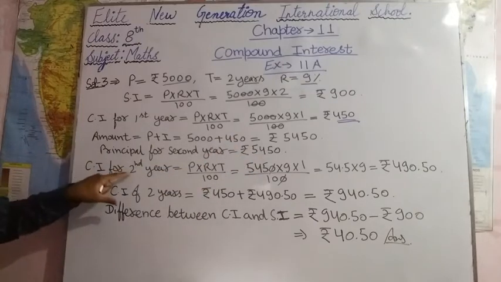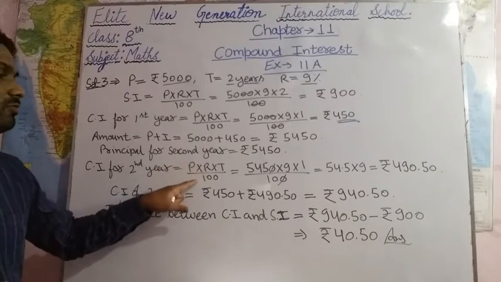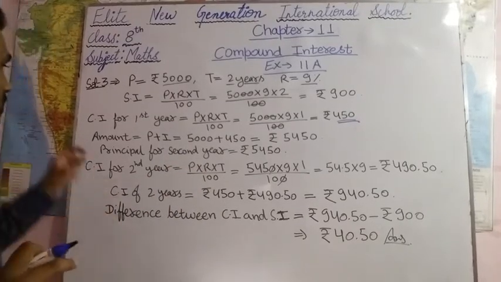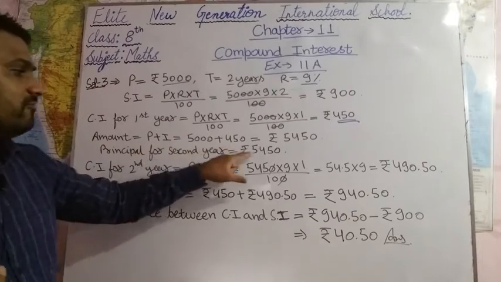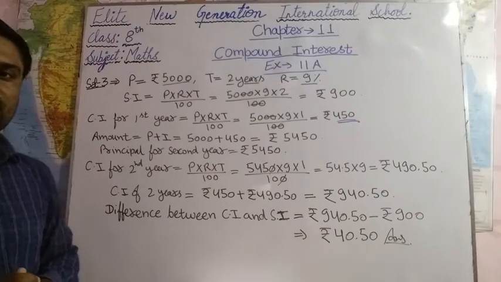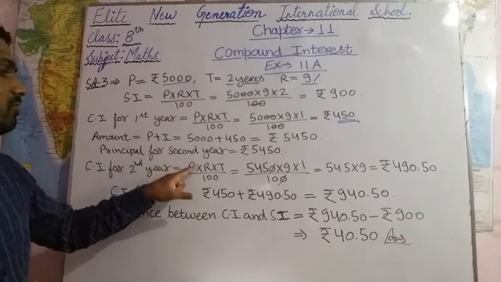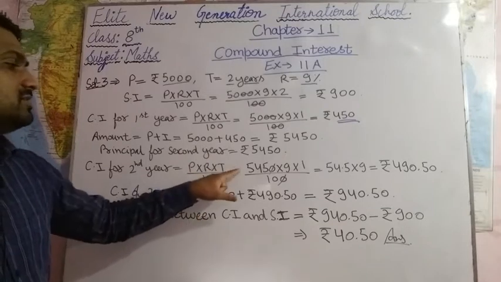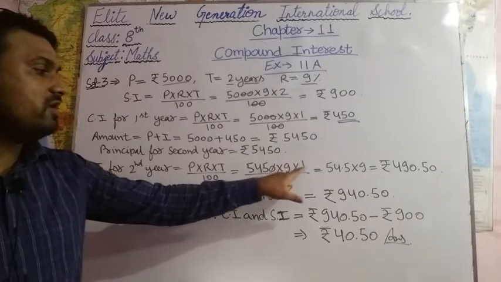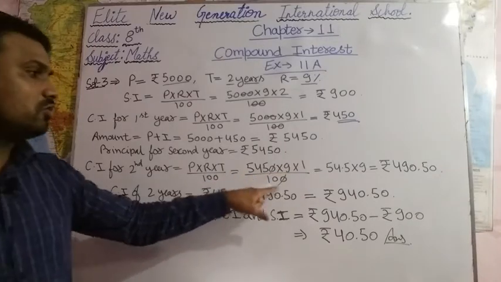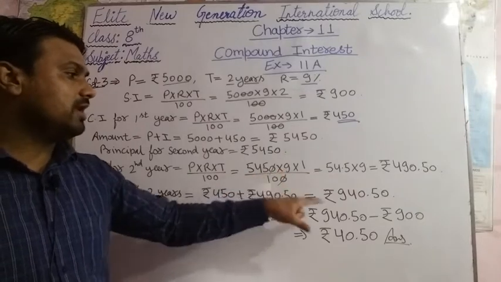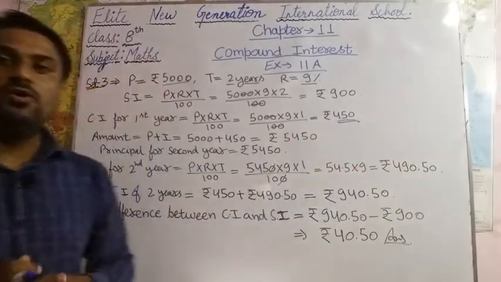Now compound interest for second year, it will be P into R into T upon 100. So here principal for second year will be 5450 and compound interest for second year. So here we are talking about second year. So P into R into T upon 100, that is 5450 into rate will be 9 and time will be 1 upon 100. So by solving this, it will be 54.5 into 9. So it will be 490.50.